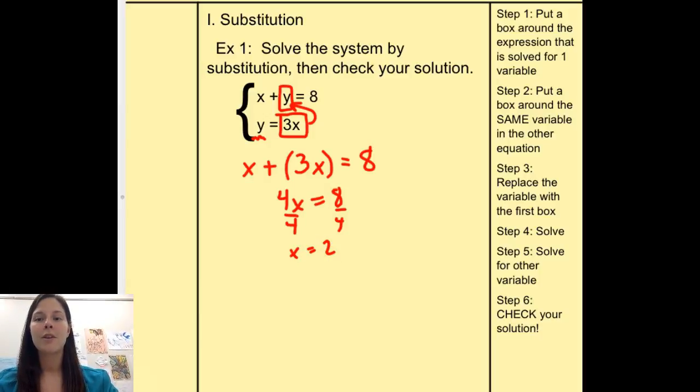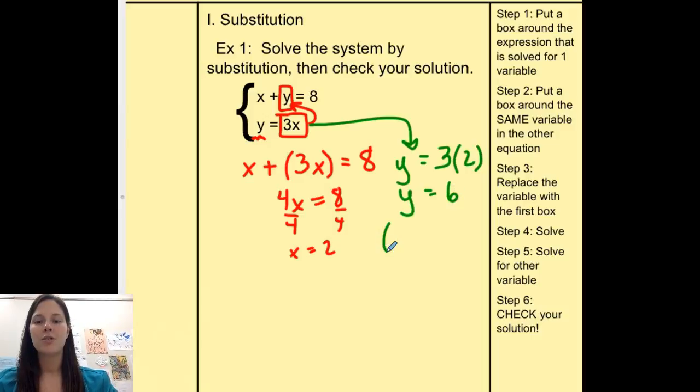This is only half our solution because we have two variables. So we'll have to go back and solve for y. I'm going to use the second equation to solve for y because y is already alone in that second equation. I'm going to substitute 2 for x. 3 times 2 gives me a y value of 6.